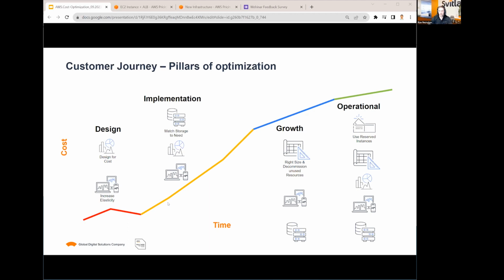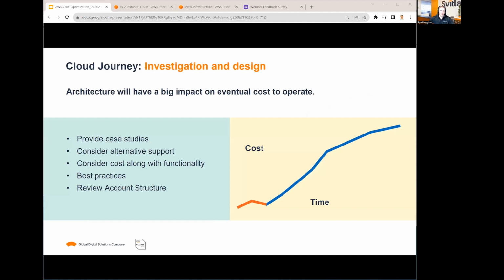So it doesn't mean that we don't need to care about previous principles. No, we keep all of them. But on the operational stage, we also could save using reservation instances, saving plans, and implementing some other recommendations which are provided by AWS, which we will consider later. At first, as we mentioned, at investigation and design stage, we need to understand how much our potential infrastructure will cost.